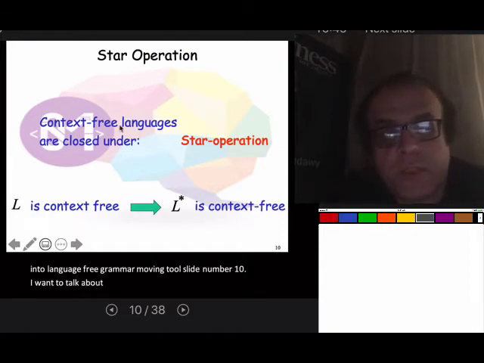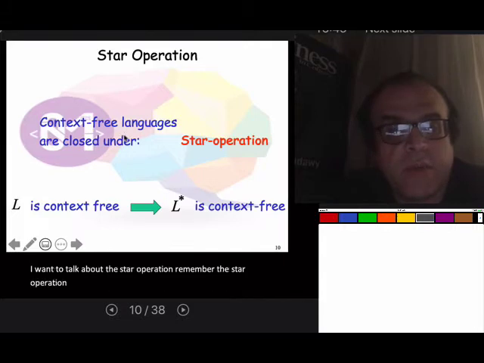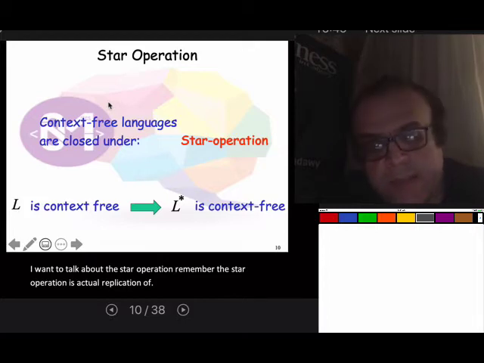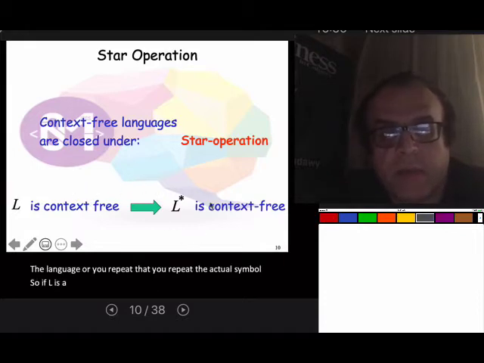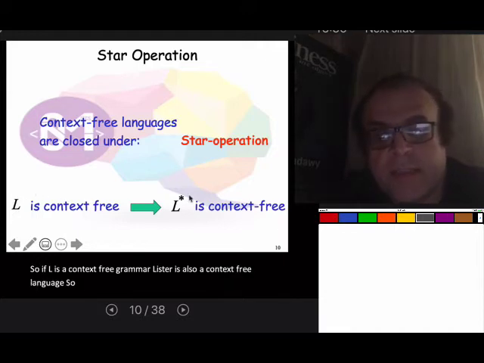Moving to slide number 10, I want to talk about the star operation. Remember, the star operation is actual replication of the language, where you repeat the actual symbol. So if L is a context-free language, then L star is also a context-free language.